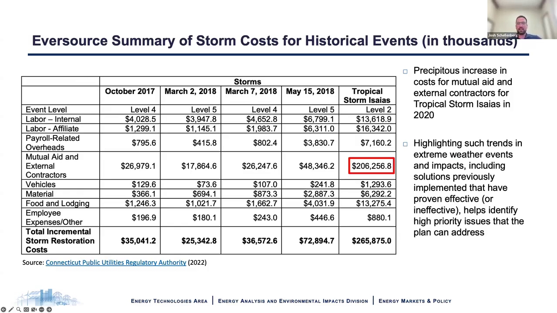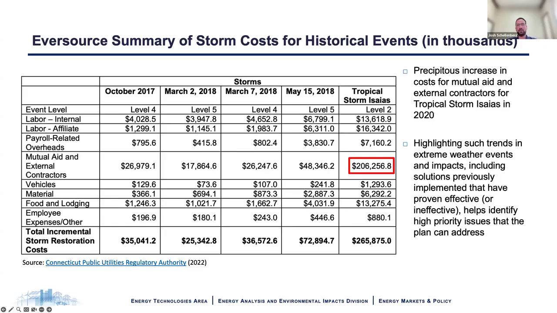As far as looking at prioritizing investments and the cause of outages, it's also a cause of increasing costs. This is just an example from a utility in Connecticut where they had a storm a couple years ago that caused a huge amount of external contractor costs and mutual aid, as they had to bring in crews from all over the country and the region to address the impacts of an outage for the tropical storm Isaias that hit Connecticut and surrounding states a few years ago.